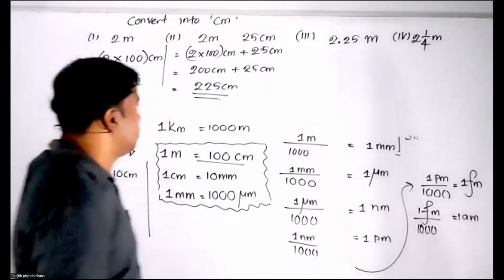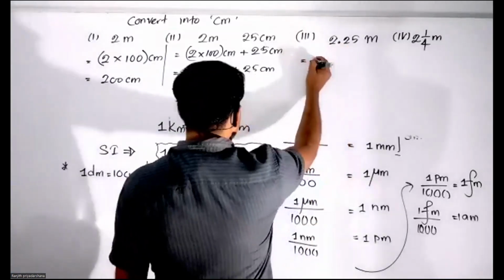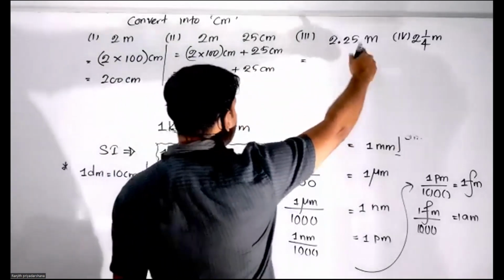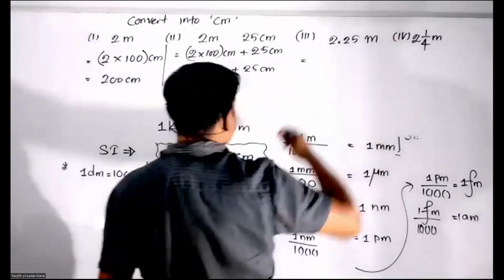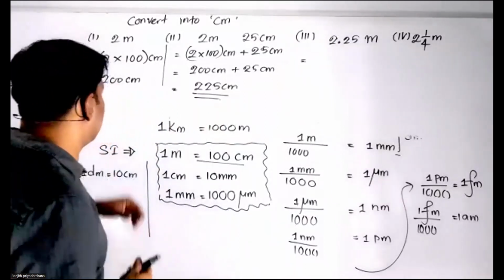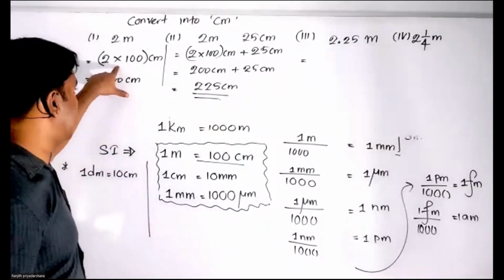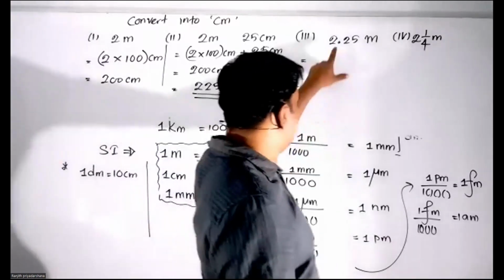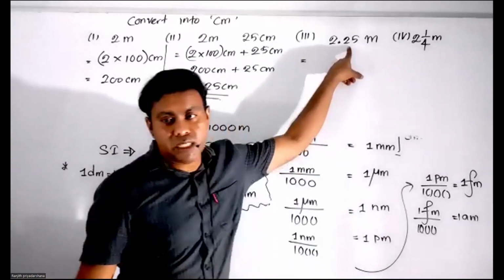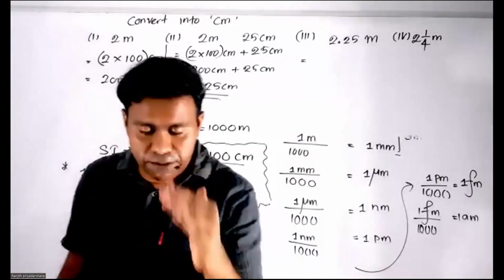Right? So here, 2.25 meters. So what's the method of the calculation? It's the method of the conversion of meters into centimeters. You have to multiply that with 100. But there's a decimal, 2 decimal places here. Do you follow the same way?